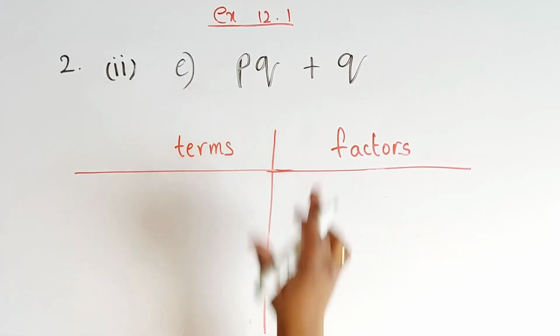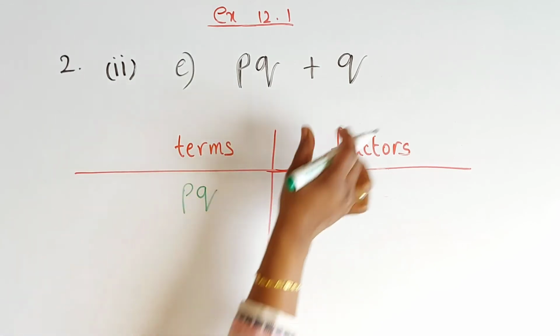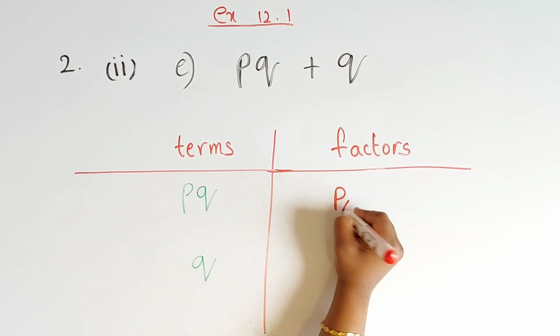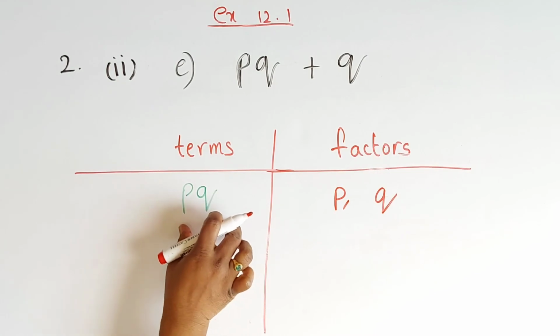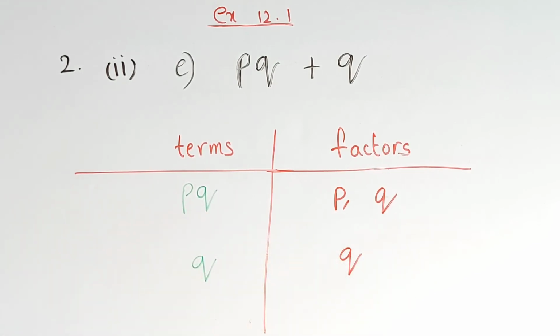Question E, pq plus q, children. Here the first term is pq and the second term is q. Correct? What are the factors here? p, q are the factors of the first term here. Now q is q, only one factor we have.